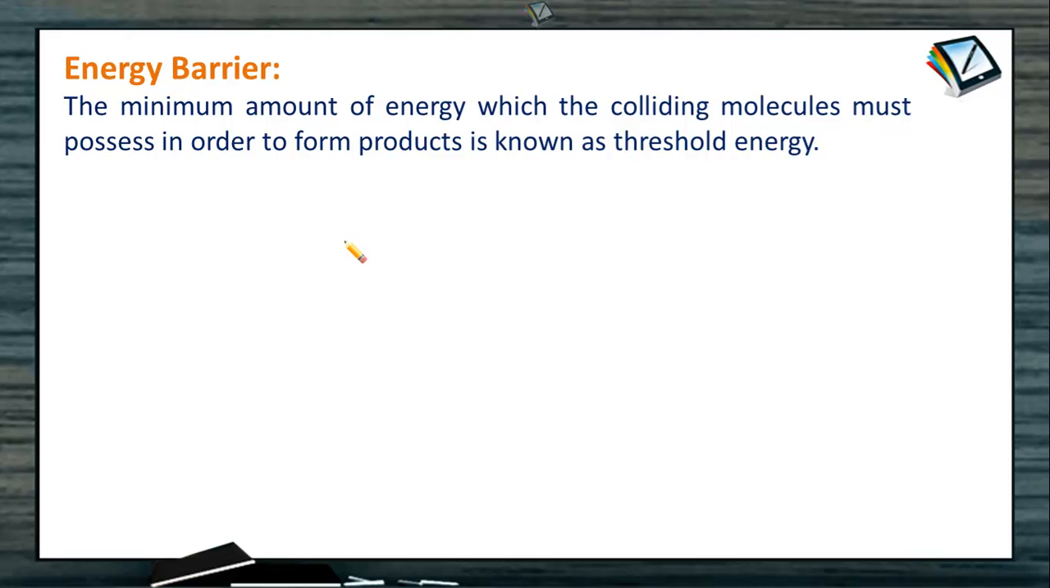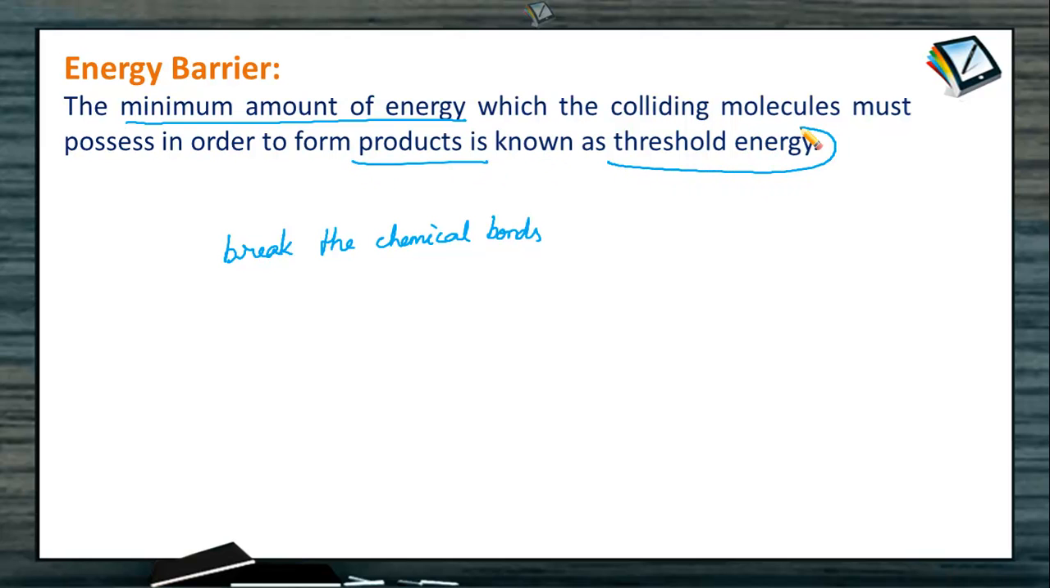For the reacting species to make effective collisions, they should have sufficient energy to break the chemical bonds in the reactant molecules. So the existing bonds between the reactant molecules need to be broken. Then only will they combine with atoms of a different element to form products. And for this process, some amount of energy is required. And what is that energy? The minimum amount of energy required by the colliding molecules in order to form products is called threshold energy.